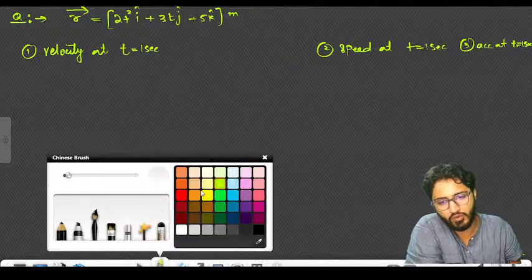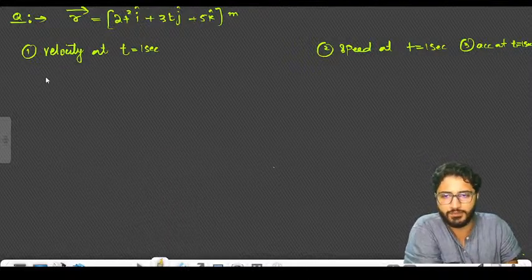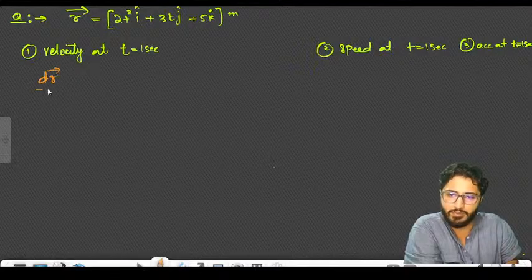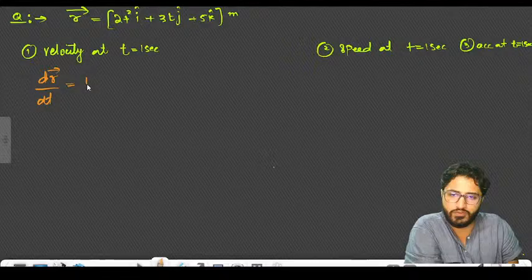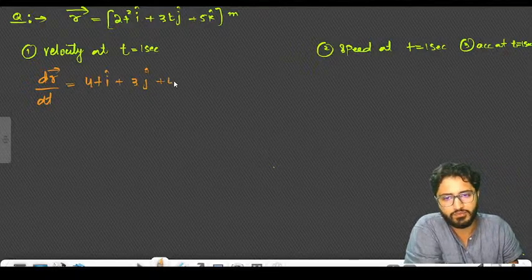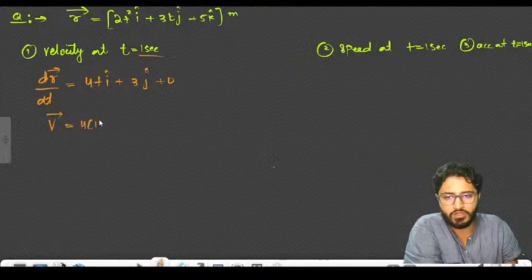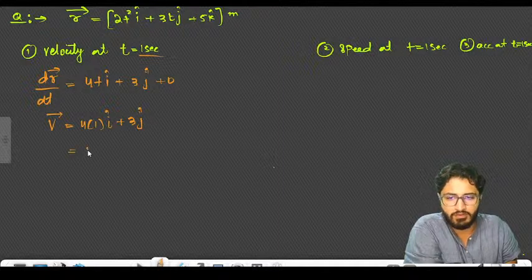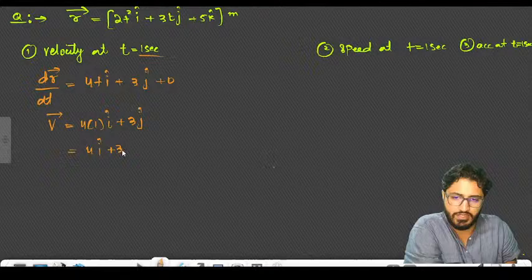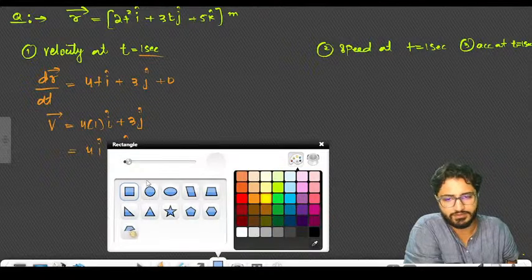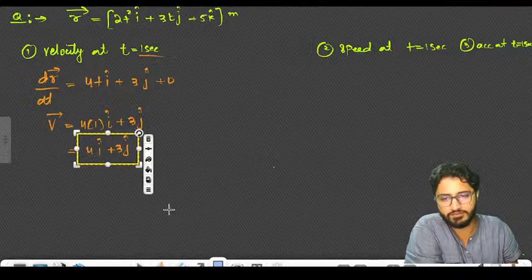For velocity, how to manipulate this equation? I can write dr by dt. Simple, dr by dt: 2 to the 4, it is 4t i cap, plus 3 j cap, plus 0. I need t equals 1 second, so put the value. Velocity came out to be 4 into 1 i cap plus 3 j cap, that is 4 i cap plus 3 j cap. This is my required answer.